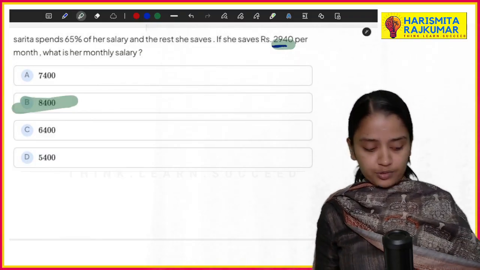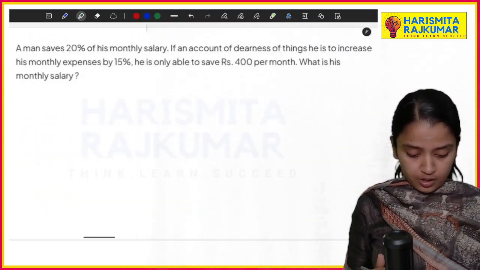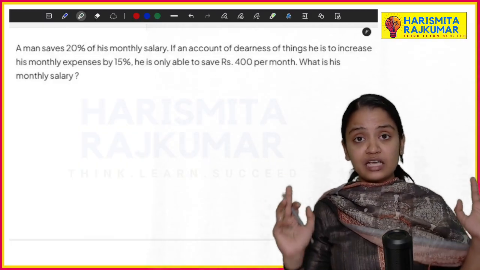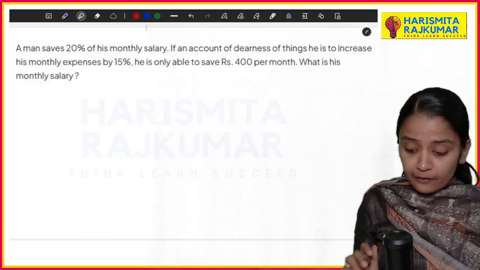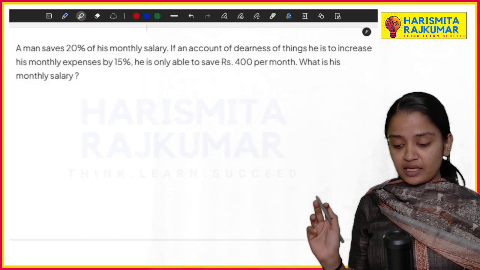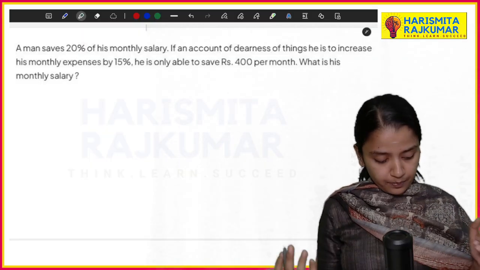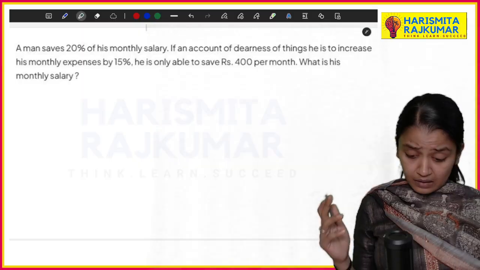I hope you understood it. Now let's go to the next question. A man saves 20% of his salary. If the dearness of things increases his monthly expenses by 15%.